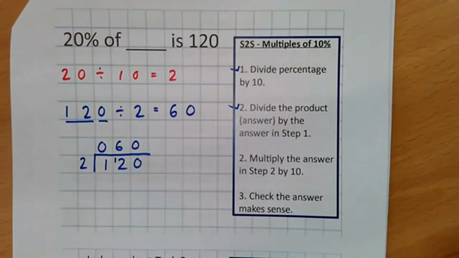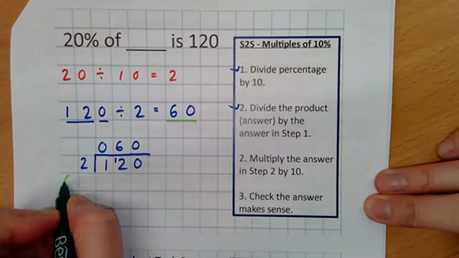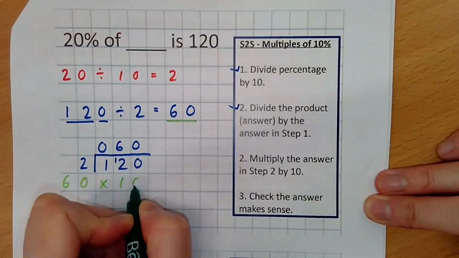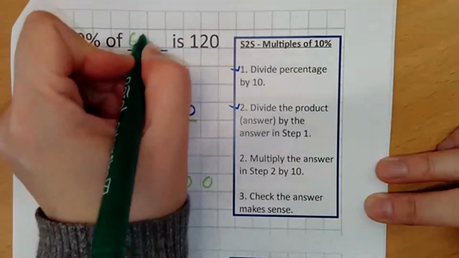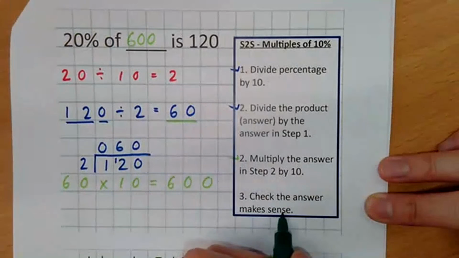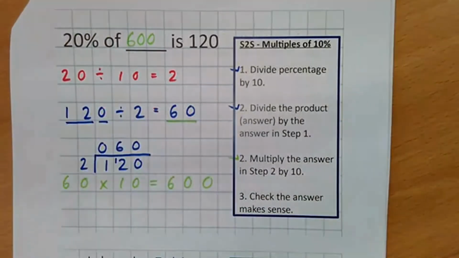Next one, multiply the answer in step 2 by 10. So my answer is 60. So my answer is 600, and then check that it makes sense. Yeah, I think it does because it's greater than 120.